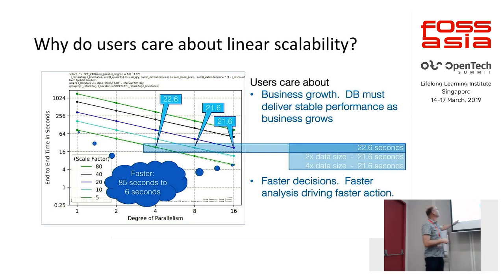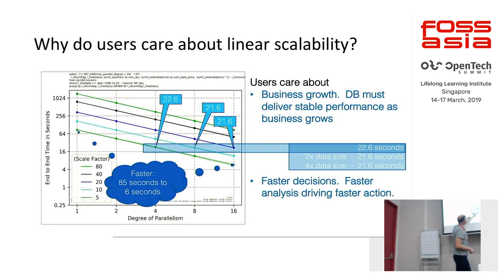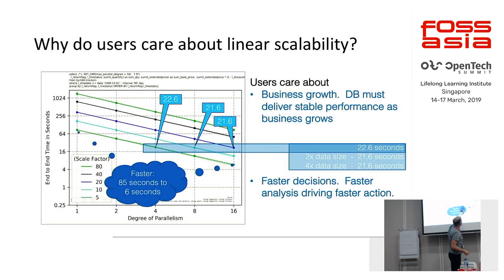So in this case, if you go from scale factor 5 to scale factor 10 to scale factor 20, you see that we have the same execution time if we proportionally add cores to execute the query. So if you add more cores on the same data volume, you will get faster. If you add both more data and more cores, you will keep the same performance.